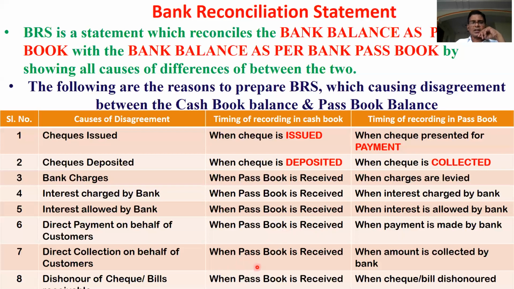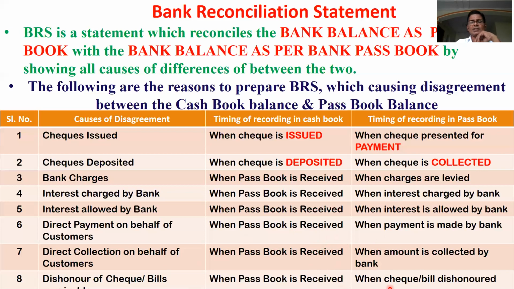And direct collection on behalf of customers. Sometimes the banker collects the amount on our behalf. Sometimes some customers directly pay the amount into our bank account. When our customers pay into the bank account, the bank balance no doubt increases, but the same is not recorded in our cash book. So there is a cash book balance and a passbook balance, and a difference will be there.